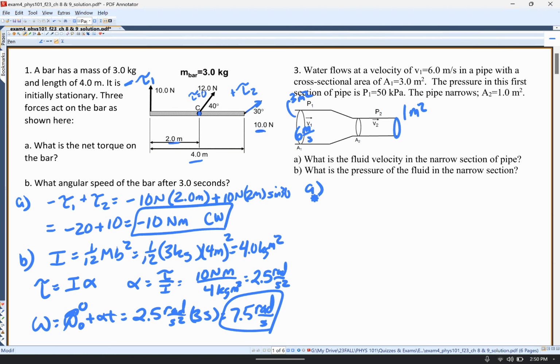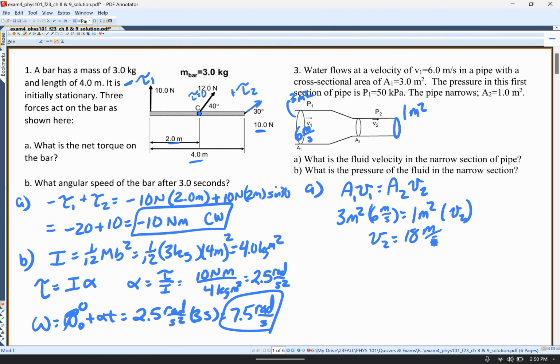What's going on in my head there is I'm using the continuity equation, A1 V1 equals A2 V2. That is 3 meters squared times 6 meters per second equals 1 meter squared times V2. That's 18 divided by 1. So V2 is equal to 18 meters per second, which is what I thought. It's going to go up by a factor of 3.